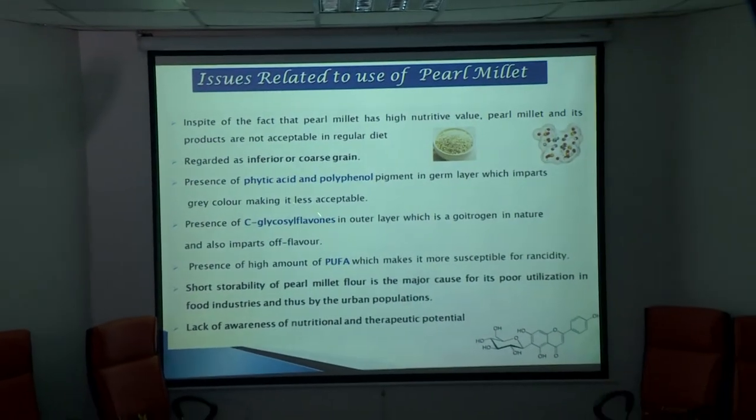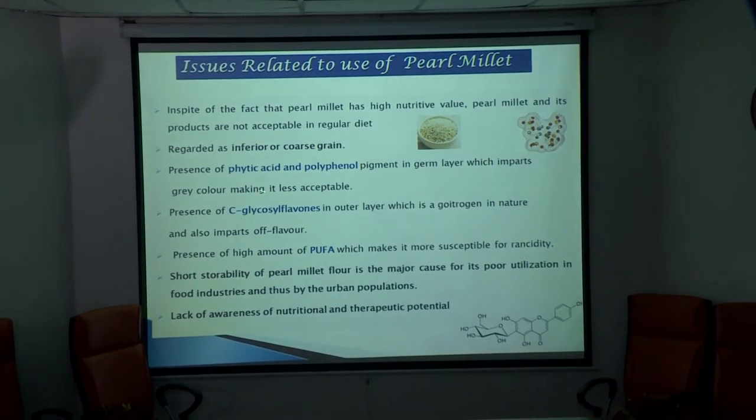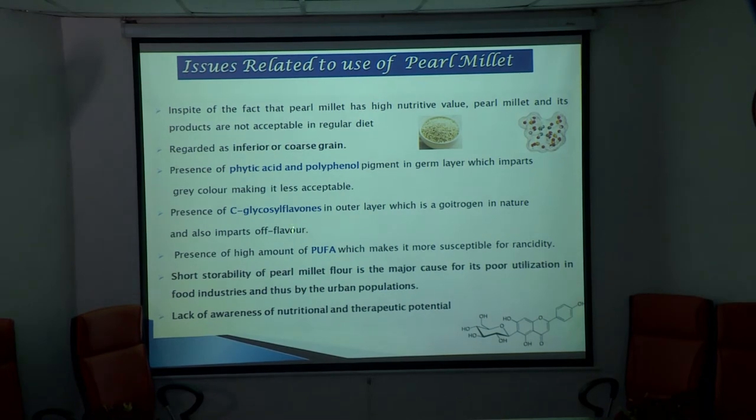If you look at the issues which make it neglected, there are a number of them. First, it is considered an inferior or coarse grain, or you can say it is called the poor man's crop. Second, it has some anti-nutritional factors like phytic acid and polyphenol pigments. It has C-glycosylflavone; there are reports that in small quantity it acts as an antioxidant, but if you take it in higher quantity, it acts like a goitrogen. Although there is no report of goiter in populations which depend on pearl millet and consume it regularly, it is still a hypothesis that this compound is goitrogenic.